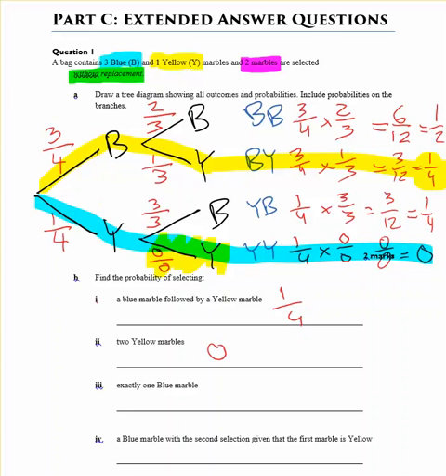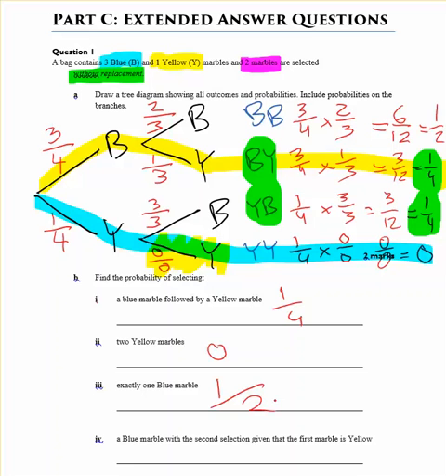Exactly 1 blue marble. Well, this is where it's a little bit different because here is exactly 1 and so is here. So we need to add together a quarter and a quarter. And of course, if you have 2 quarters, so if you play 2 quarters in a game of footy, then that equals a half, doesn't it? So the probability of getting exactly 1 blue marble is a half. It doesn't matter if you got the blue one first or second. The last one is different.